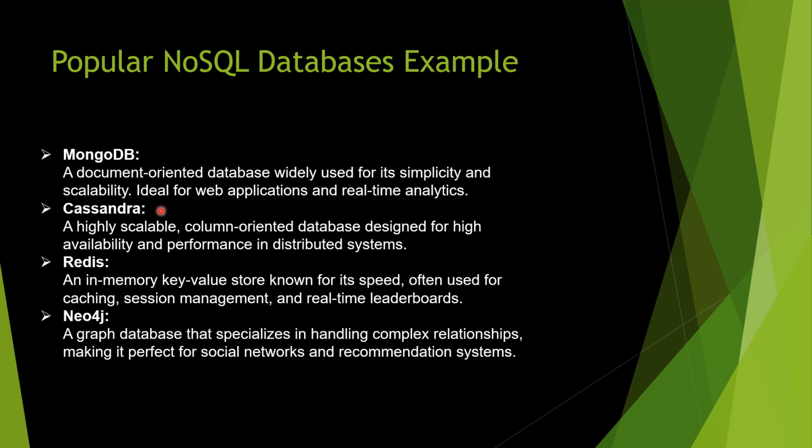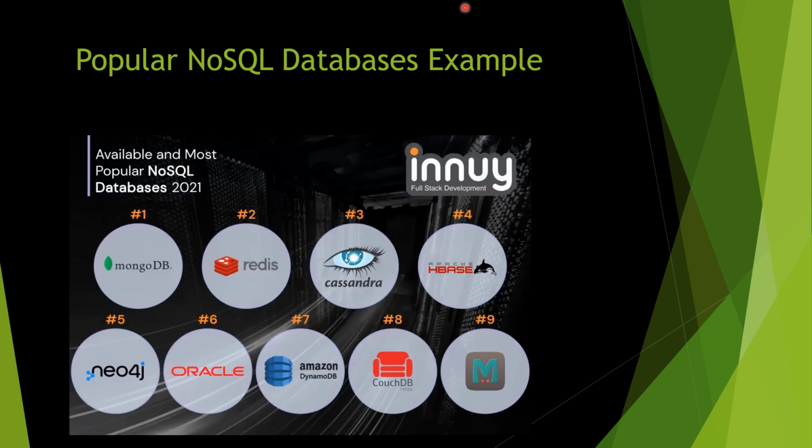As we already saw many examples of NoSQL, here are some popular NoSQL databases like MongoDB, Cassandra, Redis, and Neo4j. It is a graph database that specializes in handling complex relationships. So these are the popular NoSQL database examples. These are the examples of NoSQL databases with their symbols like MongoDB, Redis, Cassandra, HBase, Neo4j, Oracle, Amazon DynamoDB, and CouchDB, etc.